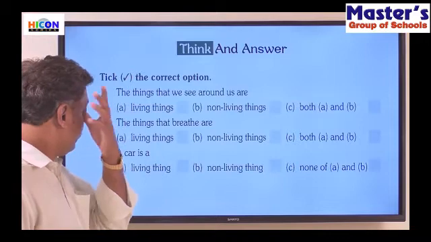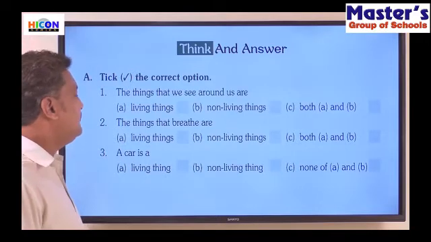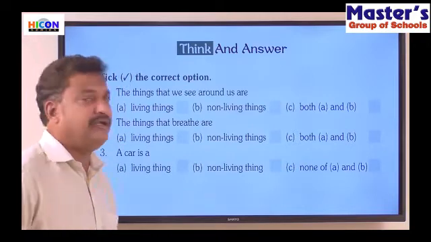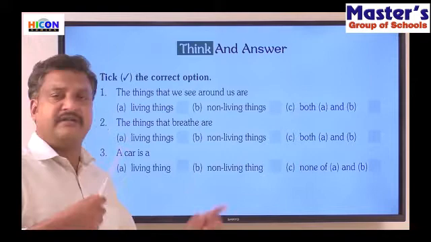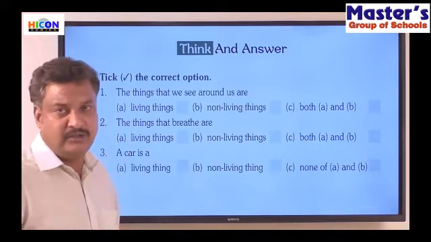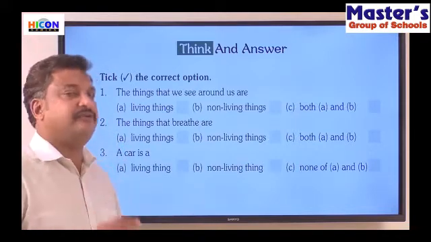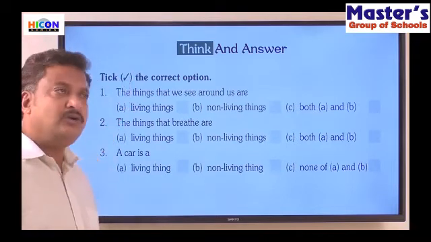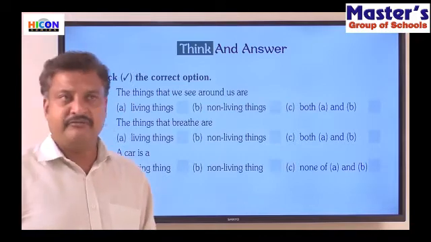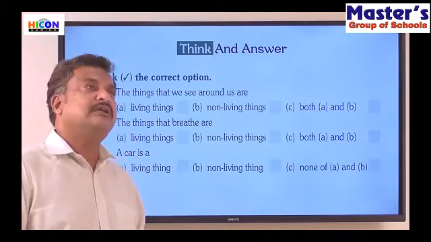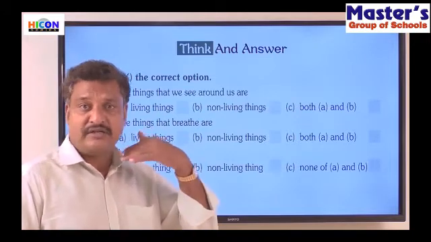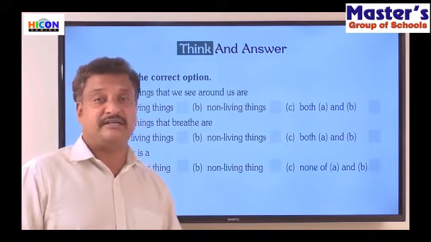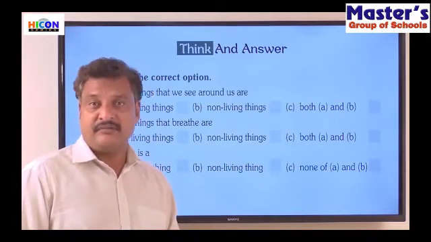Now, the second one. The things that breathe are living things, non-living things, both A and B. So, we have seen some differences between a living thing and a non-living thing, isn't it? One among them was that living things can breathe, non-living things don't breathe. We breathe through the nose. Fish have special organs near the neck called the gills. Even plants absorb carbon dioxide and leave out oxygen, isn't it?